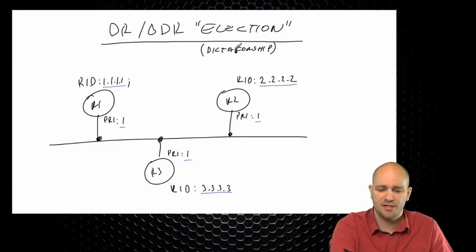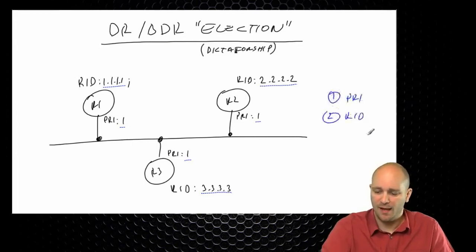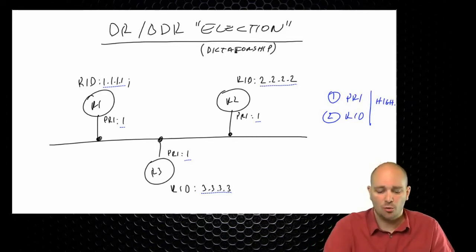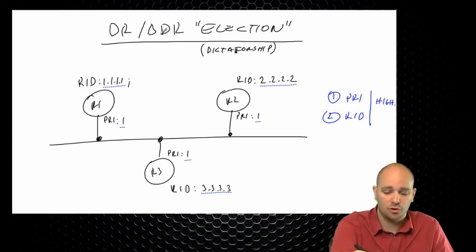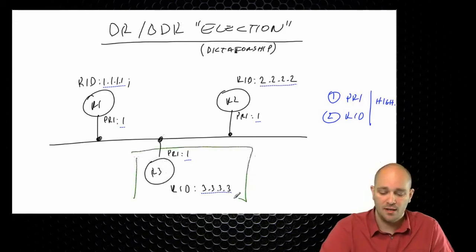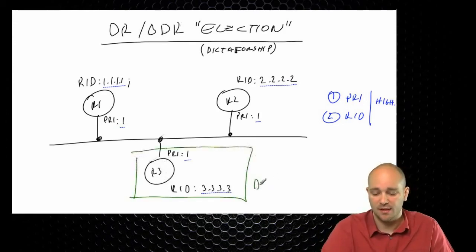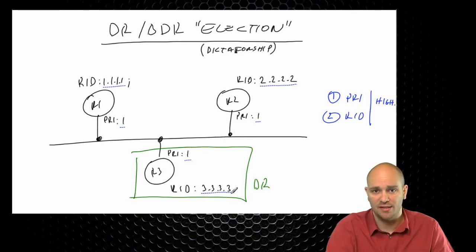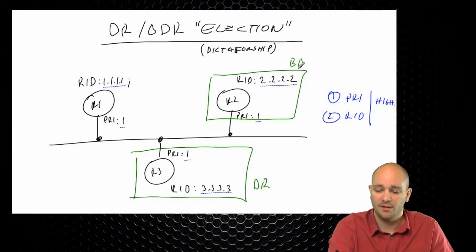Priority is the first thing that is taken into account. So priority, and then the router ID. And the higher value is the one that is given preference to. So in our case here, R3 is going to become the designated router. Why? Because the priority is the same on all 3 of them, and then it will be the higher router ID that becomes the DR. Our R2 here will become the backup designated router.